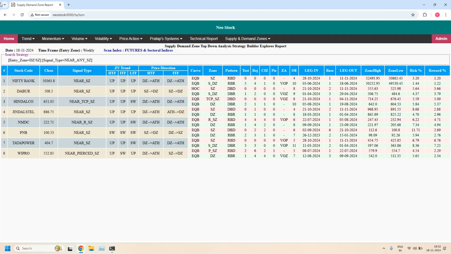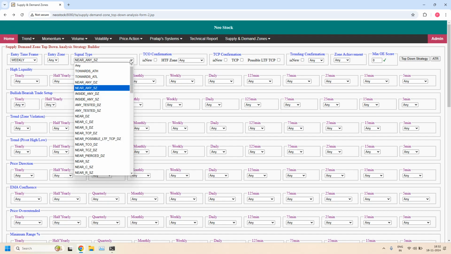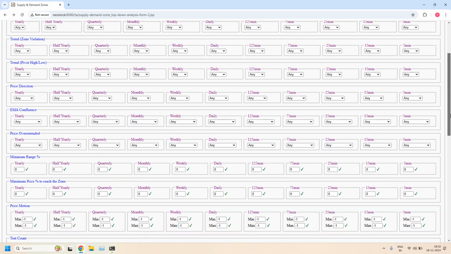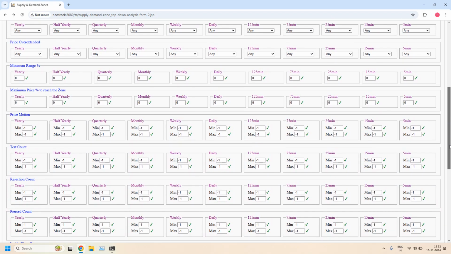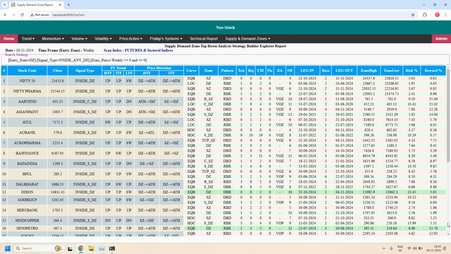Next, weekly time frame. Stocks closed inside the weekly demand zone, and these weekly demand zones should not be pierced. So in the pierced count, weekly time frame, minimum value 0, maximum value 0. So that means no pierced weekly demand zones. So we got a good number of stocks.